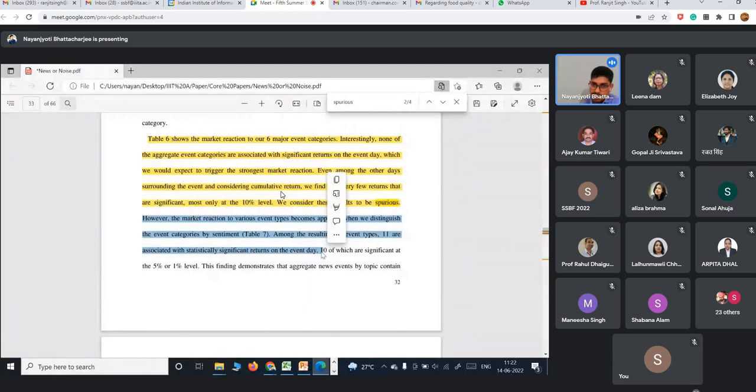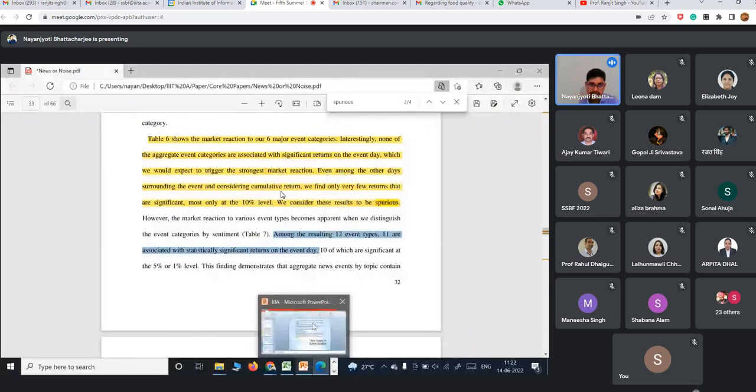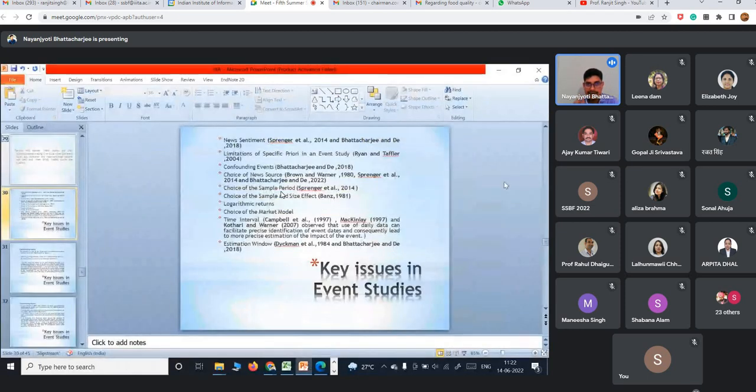So among the resulting 12 event types, 11 were associated with statistically significant returns on the event day. So what is the key point here? The key point here is, whenever you do an event study, please take into account the sentiment of the news flow. There are different approaches to taking into account the sentiment of the news flow.